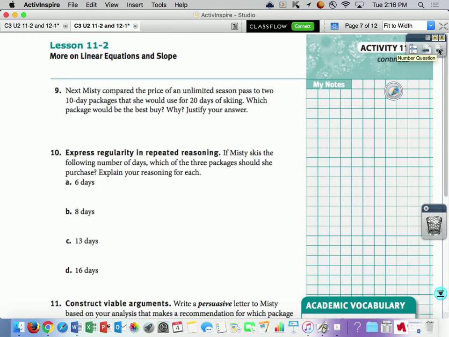Next, Misty compared the price of an unlimited season pass to 2 10-day packages. She would only use package. We're going to skip this.